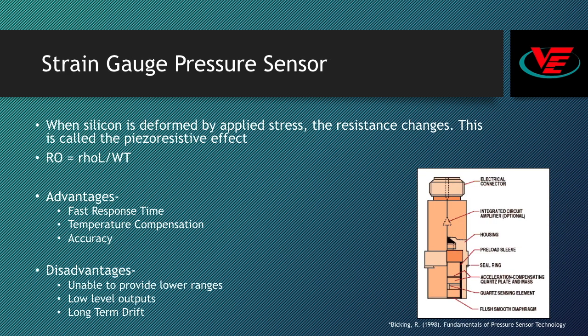Next up is the strain gauge pressure sensor. These are one of the most common types of sensor and function by measuring the resistance change of silicon when stress is applied. This is called the piezoresistive effect. The advantages are fast response time, easy to manage temperature compensation, and a high accuracy. The disadvantages are they are unable to provide lower pressure ranges, they have low level outputs, and they can suffer from long-term drift problems.